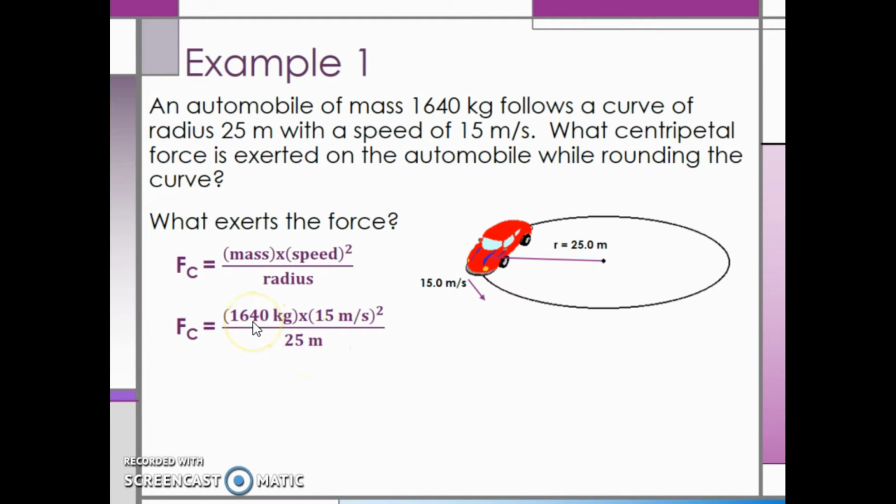Multiplying 1,640 kilograms by 15 meters per second squared, we get 369,000 kilogram meters squared per second squared divided by 25 meters. Doing the final division step, we see the centripetal force is 14,760 newtons. Now we have to answer the question, what exerts this centripetal force?